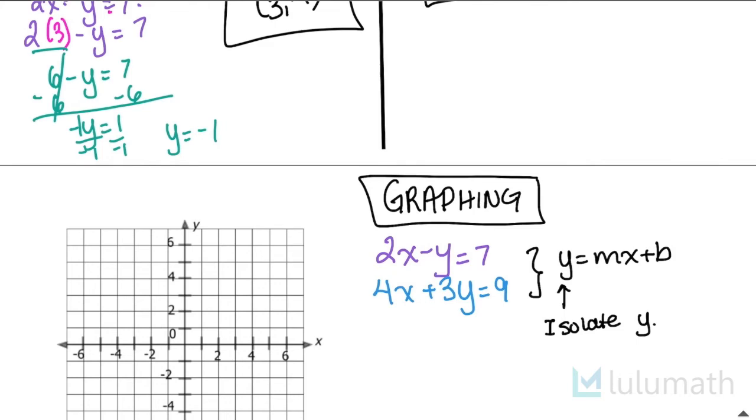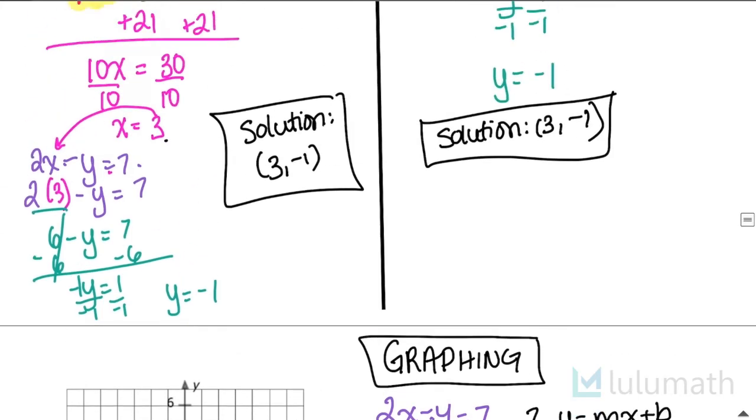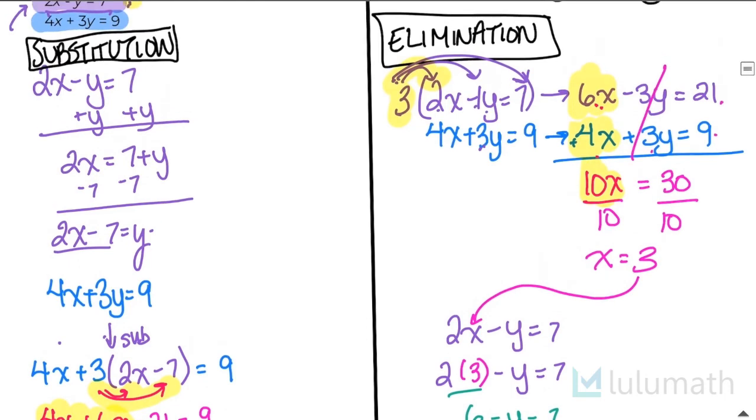Well, for this 2x minus y equals 7 right here, we already isolated the y up here. So we already did all the work where we isolated y to begin with here. So we know that y is equal to 2x minus 7.